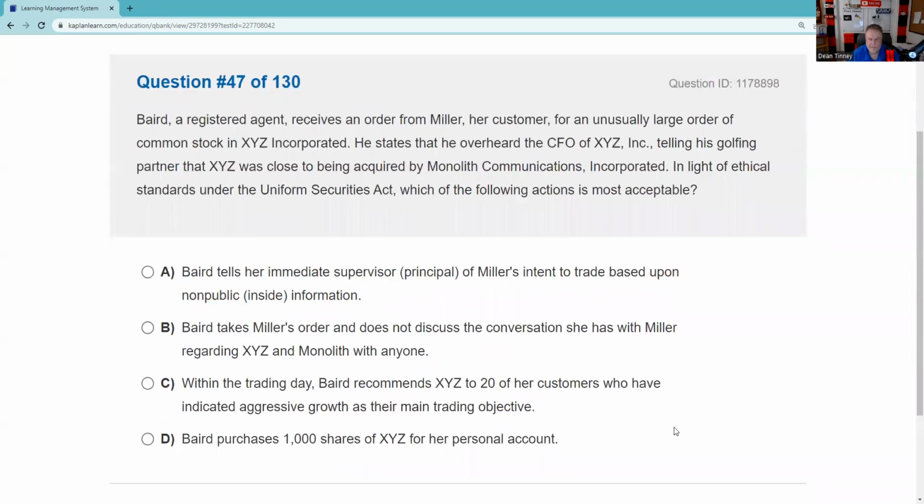Baird, a registered agent. I always like to think that's me. So when they say agent, I say, okay, that's me with my 6 or 7. If you're a 65 only, this is somebody who works at a broker-dealer. Receives an order from Miller, her customer, for an unusually large order of common stock in XYZ Corporation. He states he overheard the CFO of XYZ telling his golfing partner, sounds like it's going to be material non-public information, that XYZ was close to being acquired and incorporated. In light of ethical standards on the Uniform Securities Act, which of the following actions is most acceptable?